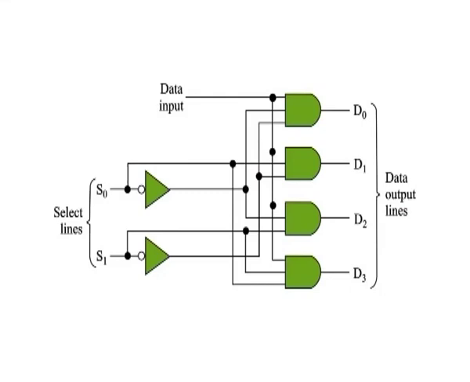The data input line goes to all of the AND gates. The 2 data select lines enable only one gate at a time, and the data appearing on the data input line will pass through the selected gate to the associated data output line.